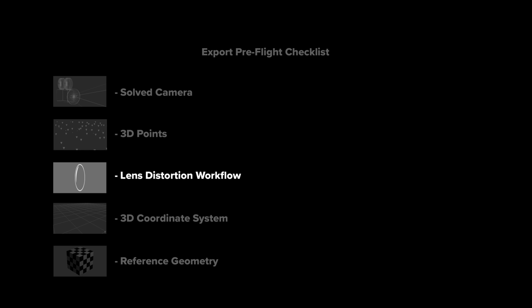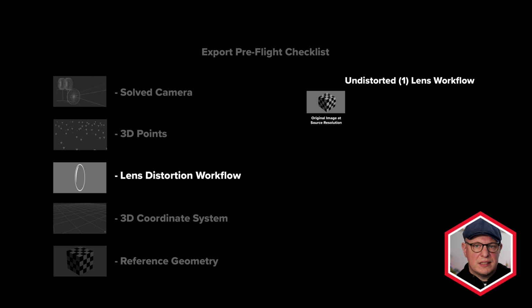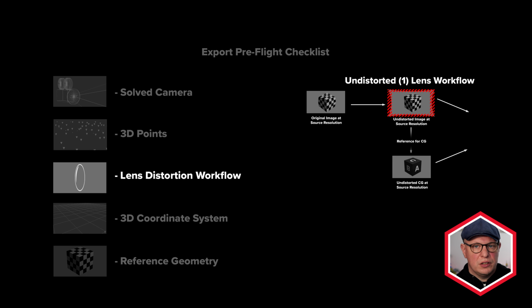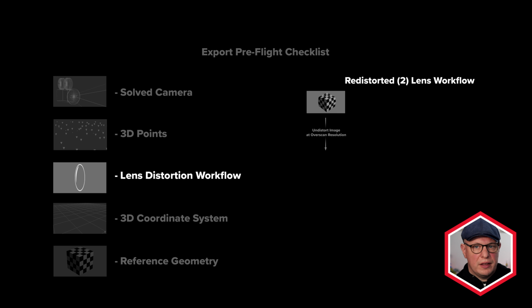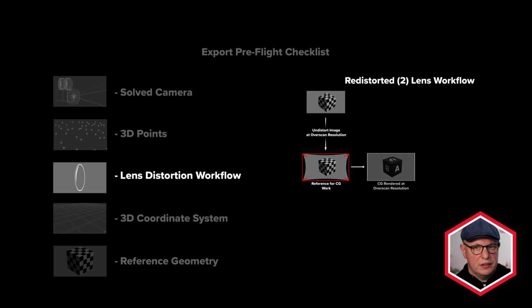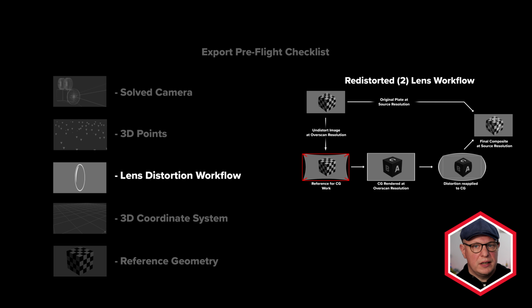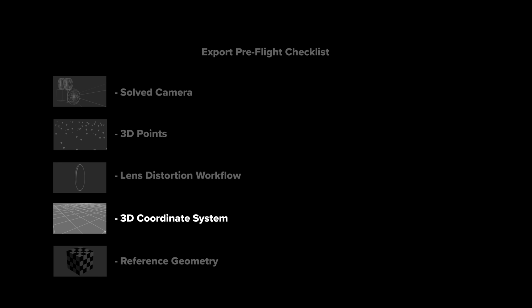A lens distortion workflow. We talked extensively about how to calculate lens distortion and how compensating for it can improve the quality of your solve. But all of this is for naught if you don't share that data with the pipeline in a way that other software or artists need it. That means making deliberate choices on how to distribute the lens distortion and if and how much overscan needs to be supplied.